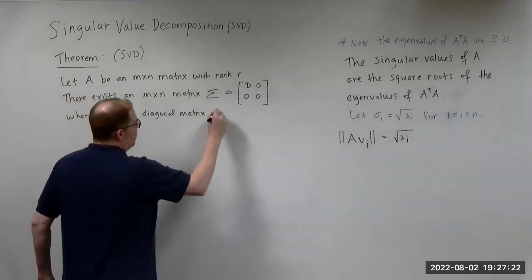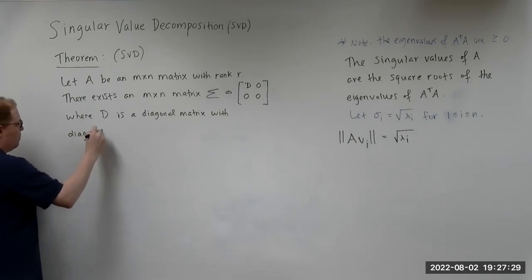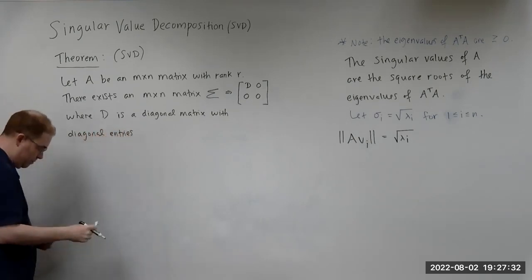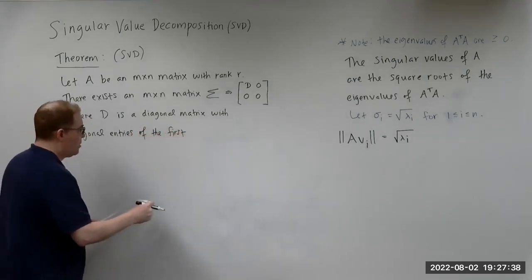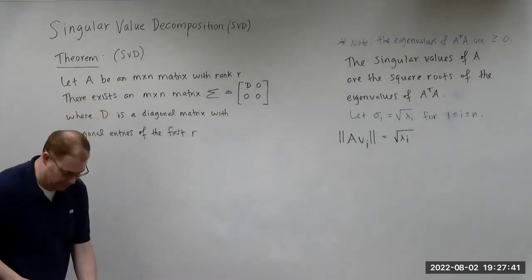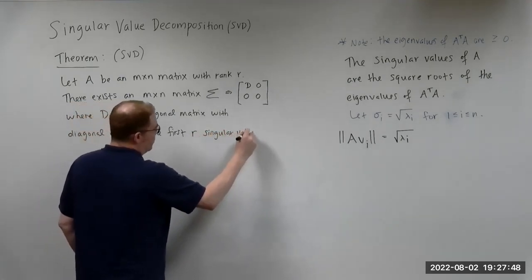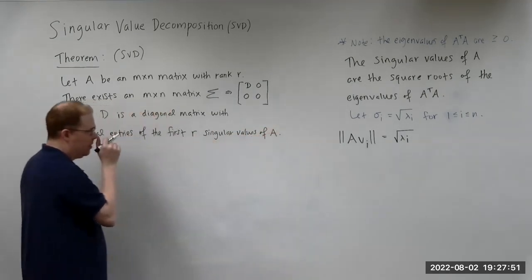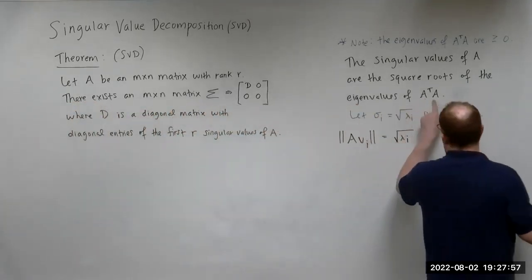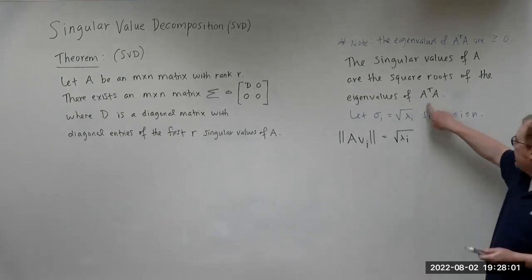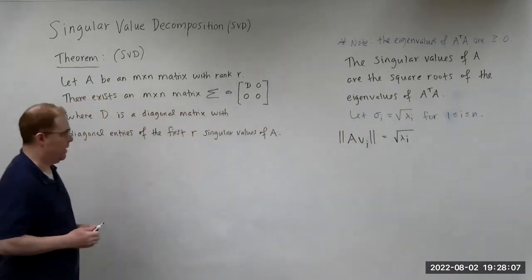Okay, with diagonal entries of the first R singular values. And again, the way those singular values are obtained is by taking the matrix A and transposing it, and then multiplying by A, finding those. So you're finding the eigenvalues of this matrix, and then taking the square roots. So those are called the R singular values of A. Great.